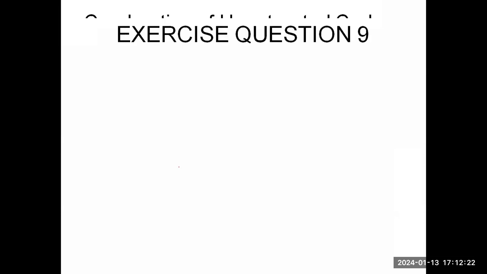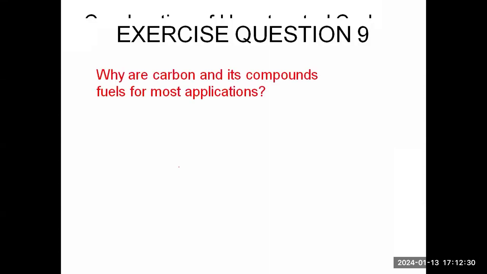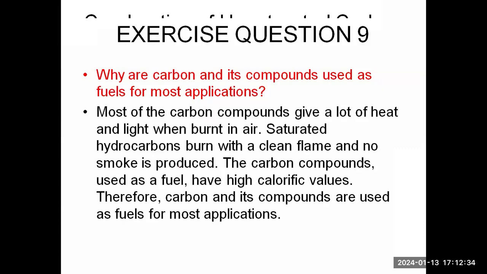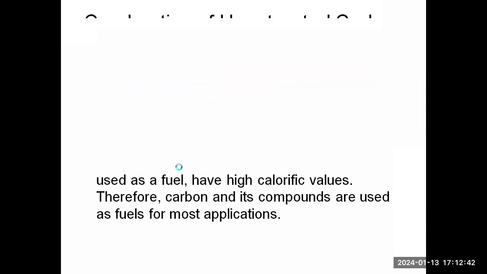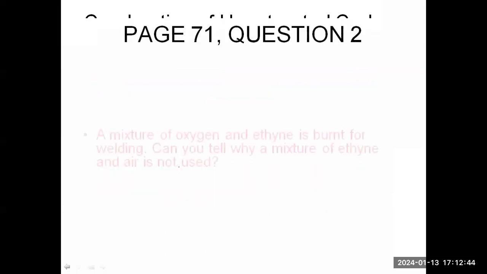So complete combustion is always preferred, and that too with saturated compounds, because unsaturated compounds do not burn completely. So we have a question here: why are carbon and its compounds used as fuels? Because they burn and produce mostly saturated compounds. They produce a clean flame, no smoke. So they are preferred as fuels.